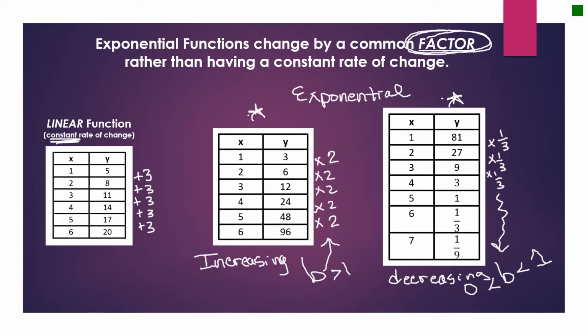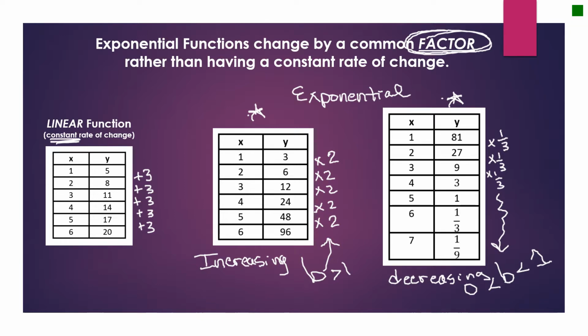That's your b value right there. The b value is the growth factor. So on this example here on the right, it might look like it's being divided, but factor means something that's getting multiplied.